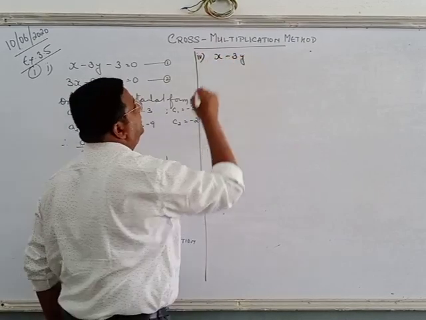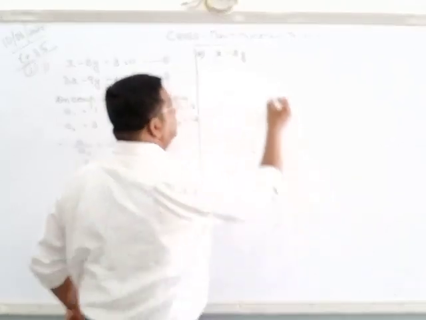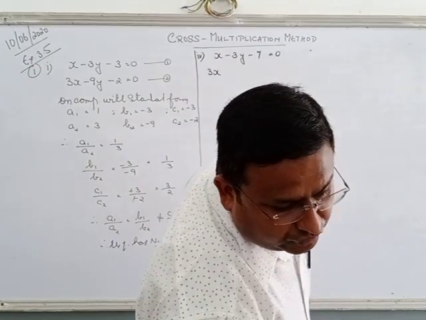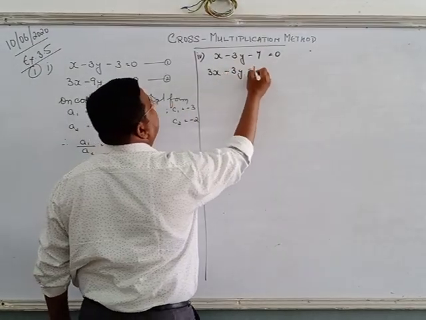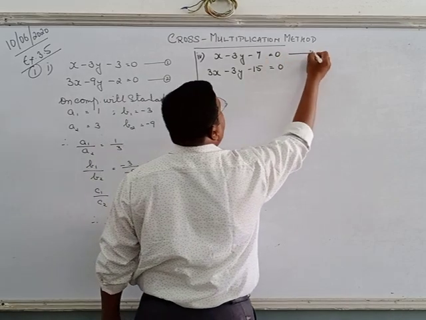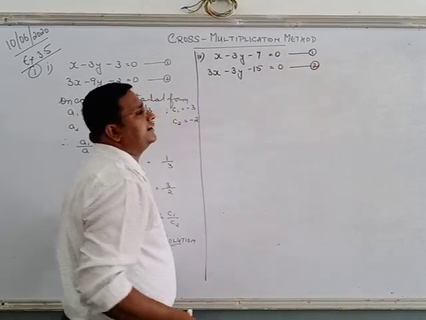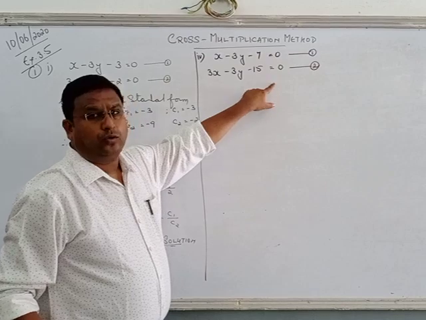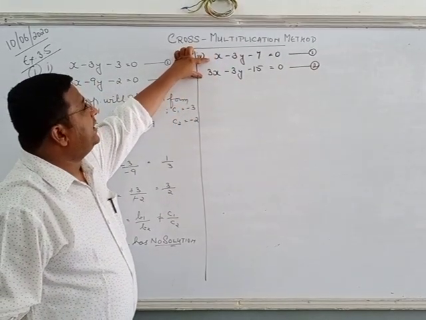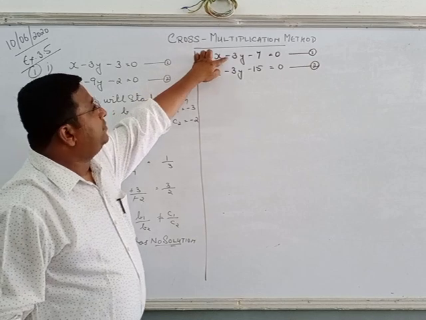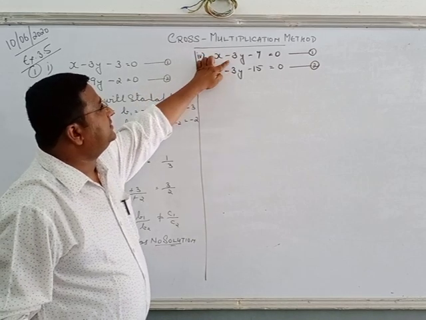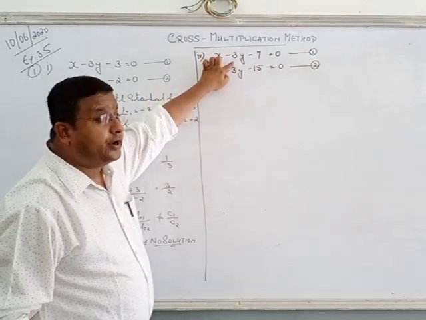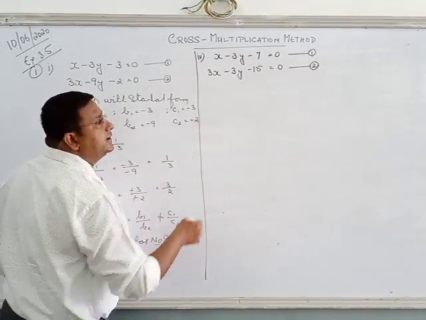x minus 3y minus 7 equals 0 and 3x minus 3y minus 15 equals 0. Equation number first, equation number second. As we can see, they are in the standard form, equal to 0. If we compare the coefficients, A1 upon A2 is 1 by 3. B1 upon B2 is minus 3 and minus 3; minus and minus cancel, 3 by 3, that is 1 by 1. So 1 by 3 is not equal to 1. So it has a unique solution.